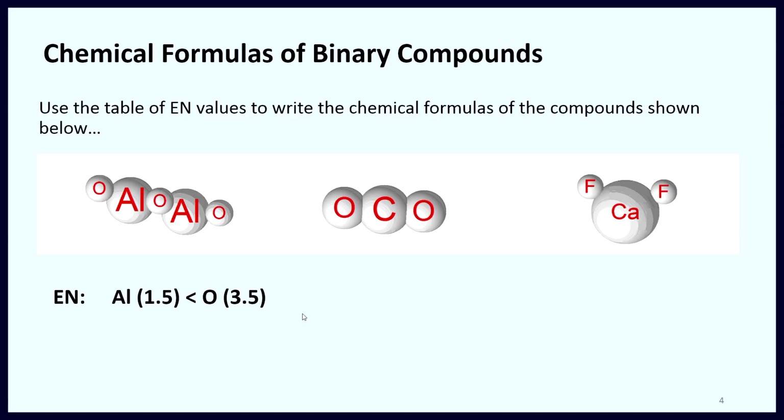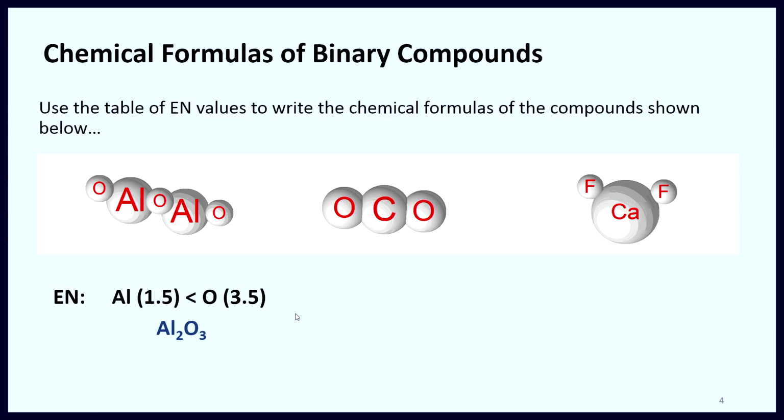So some practice here. How about we use the table of electronegativity values to write the chemical formulas of the compounds shown. So in the first example, I have 2 aluminum and 3 oxygens shown. Looking on the table, or knowing that aluminum is a metal and oxygen is a nonmetal, you would know that aluminum is less electronegative than oxygen and would be written first, and you'd write Al2O3.